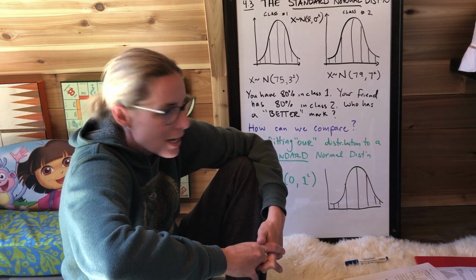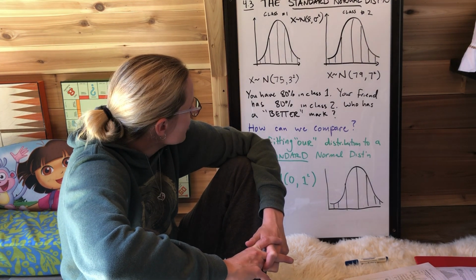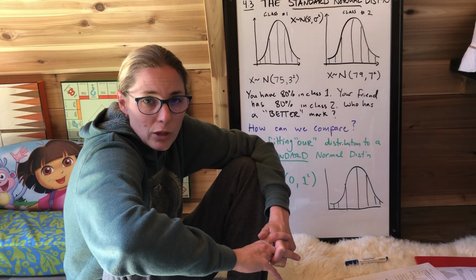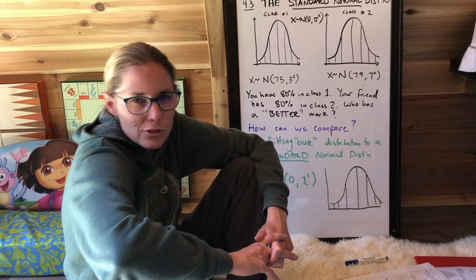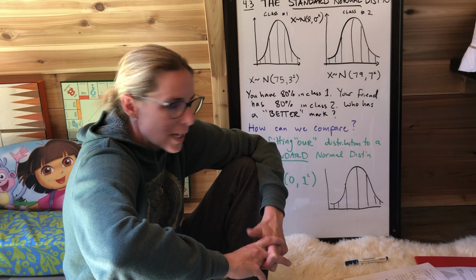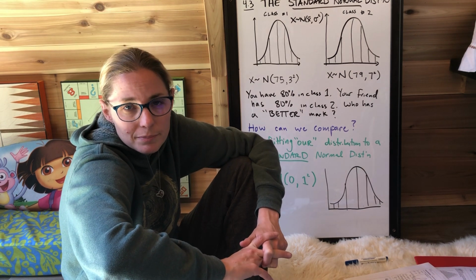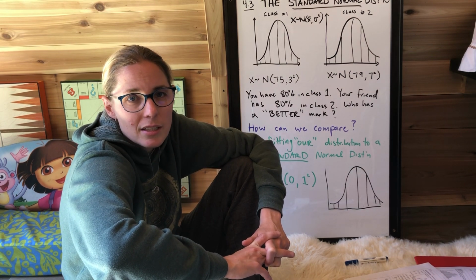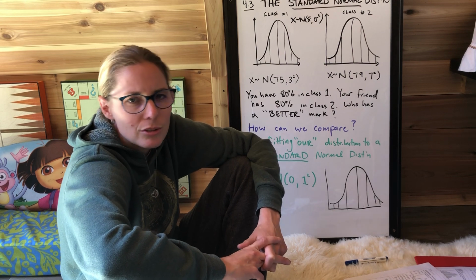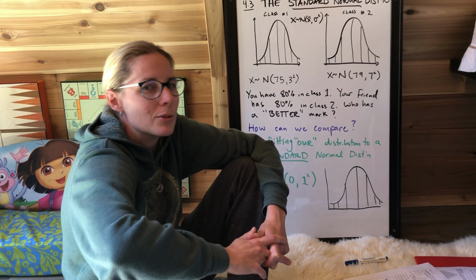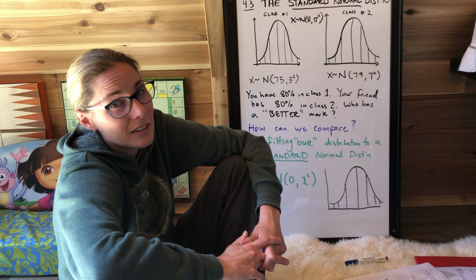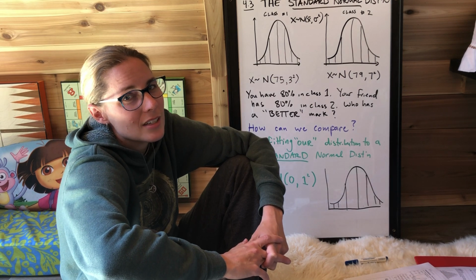So this is kind of a classic example where you say there's two classes going on, class 1, class 2, maybe two different teachers, two different schools, whatever it happens to be. And you and your friend both have 80%. And they say, well, your school is easier than my school, your class is easier than my class, so is 80% really worth 80%? No. That's sort of the scenario we're looking at.